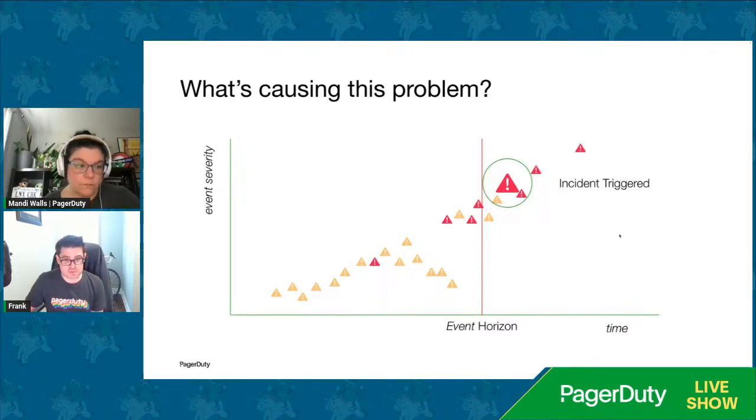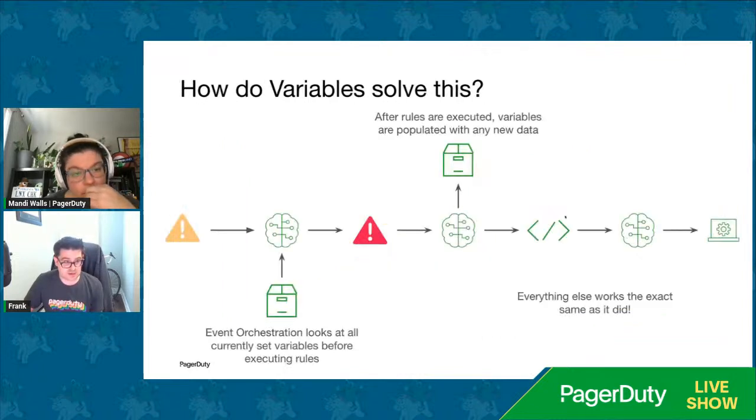Then we built variables to specifically target this issue: how do you get access to all of that event data that exists before an incident is created, in order to define state, identify patterns, do prediction, and make better automation decisions. The way we decided to do that with variables is we allowed ingested event data that comes into PagerDuty to hang around for a little while.